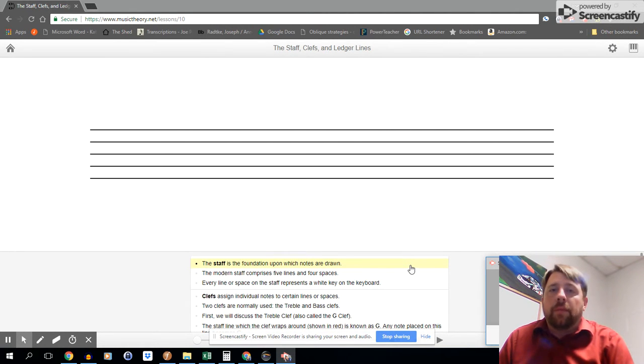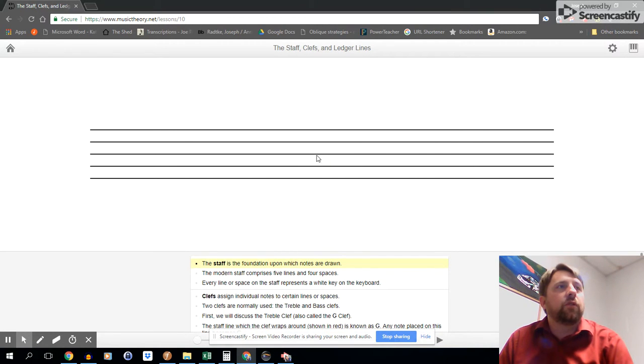So the first thing we're going to do is real basic stuff. This is called a staff. A staff has 5 lines. You just count them from the bottom: 1, 2, 3, 4, 5. Okay? And it has 4 spaces. You just count them from the bottom: 1, 2, 3, 4. Okay? So there you go. They're numbered for you from the bottom always.